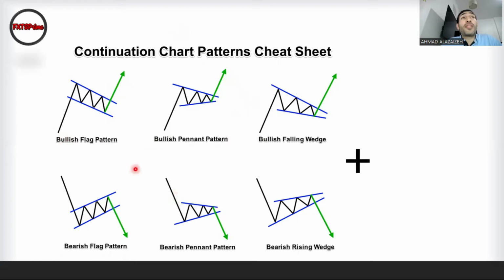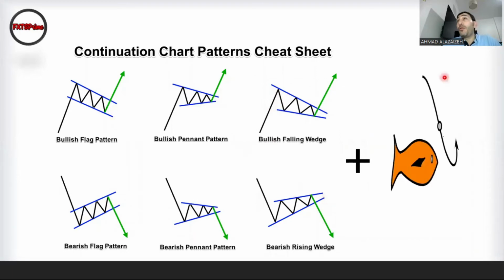The continuation pattern is a similar pattern regardless of the shape, whether it's triangular or like a pennant pattern, falling wedge, rising wedge, whatever. It's a pattern where it has three resistances and three supports, all of them acting in the same way. After the third resistance or after the third support, it will have the fourth one for a breakout. So this one is sometimes difficult to predict.